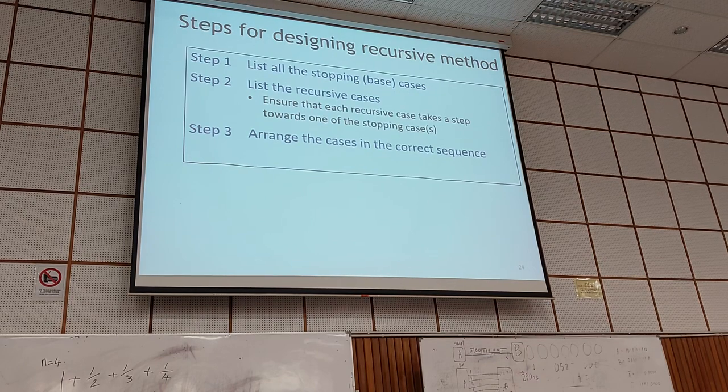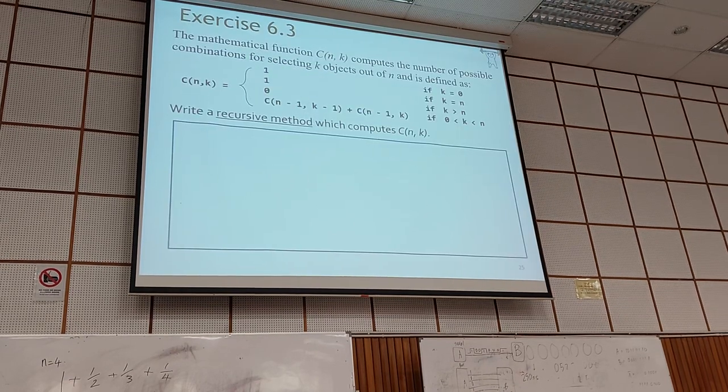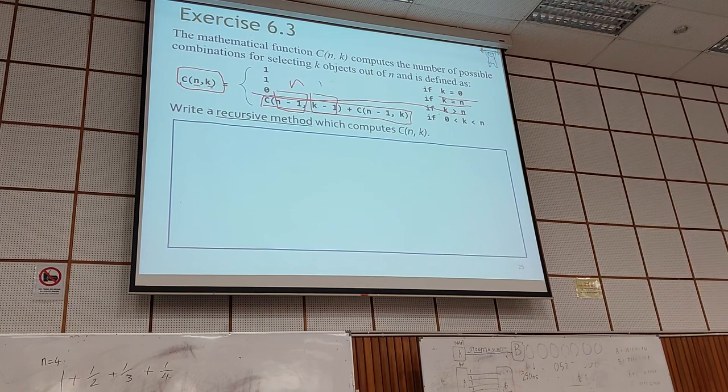Make sure you list down all the stopping cases, list the recursive call, and arrange the cases in the correct sequence. So this is how we do it. Now let's take a look at another exercise where you can write a recursive method. This is the recursive method name where you have to send the n value and k value. In the stopping case, if k is 0, you can stop. If k is equal to n, we can also stop. If k is more than n, then the recursive case. So this value is n, this value will be k.